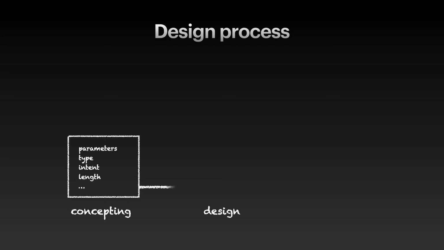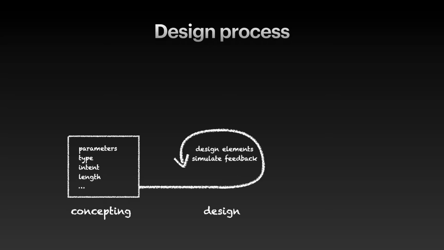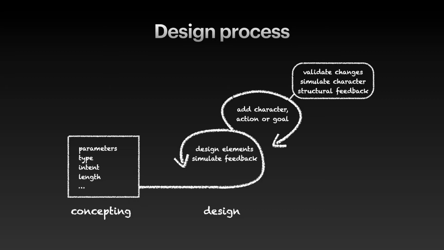The second phase is the actual design phase, where the designer iteratively adds elements to the story world and gets quick simulated feedback on their effect. In each iteration, the designer can engage in another iteration by adding a character, action, or goal into the story world. Each addition needs to be validated promptly. The feedback can be based on different types, such as structural charts or simulation runs with a new character.